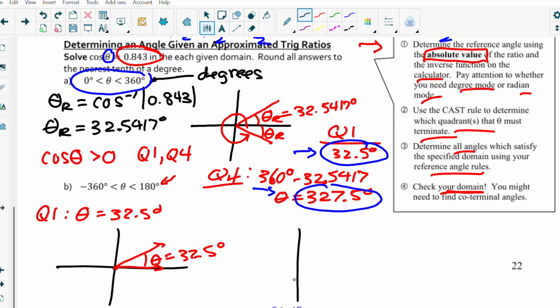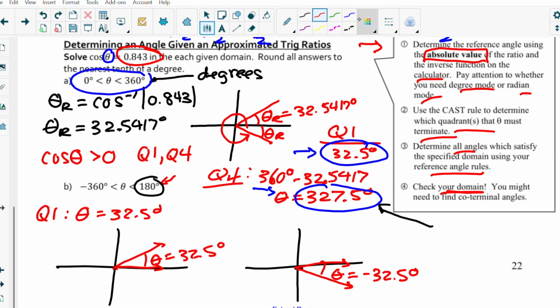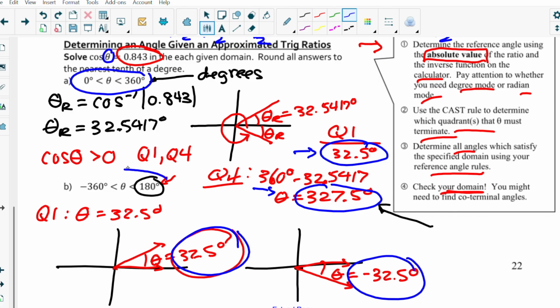Okay, the other part, I can't use this anymore because that's outside of our domain. Our domain only goes up to 180, but I need to think in terms of negative angles as well. So if I start here and I go negative 32.5, my angle in standard position is negative 32.5 degrees. So this one has two solutions again, but they're not the same as the previous example because I have a modified domain. And this negative 32.5 is definitely within the domain.